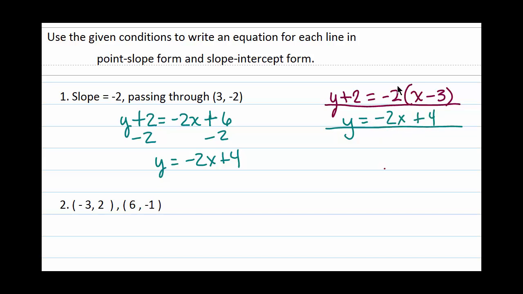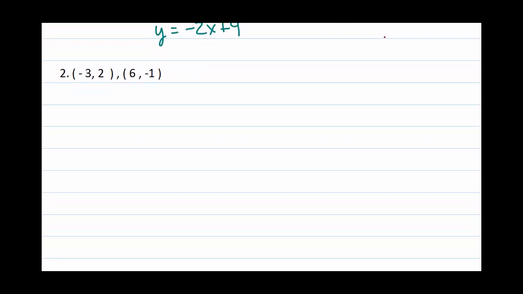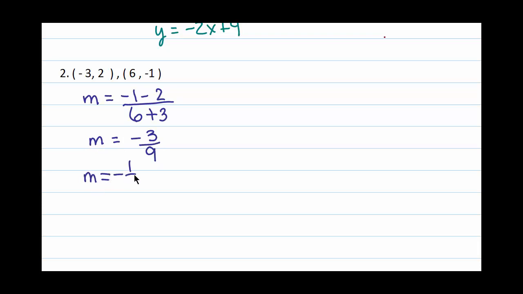This part right here is not going to change because that's where my slope is. All right, here I'm given 2 points. The first thing I have to do is find my slope. So I'm going to find my slope first. M equals -1 minus 2 divided by 6 minus -3, so plus 3. So my slope is equal to -3 divided by 9, so my slope is equal to -1/3.